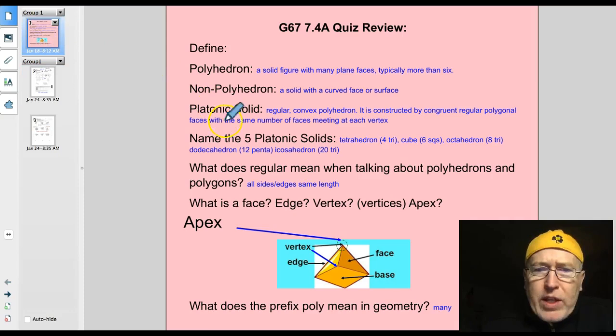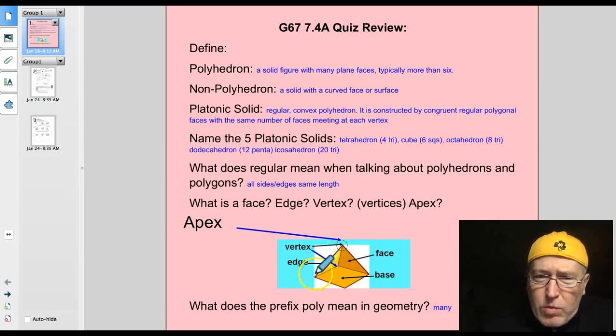A couple other quick things to review. What does regular mean? We talked about all sides are the same length. What is a face? I talked about that already. I used the term, but the face is this flat polygon surface here. That's a face. The edge is this line over here where 2 faces meet. What is a vertex? A vertex is any place where a number of edges meet or come together.